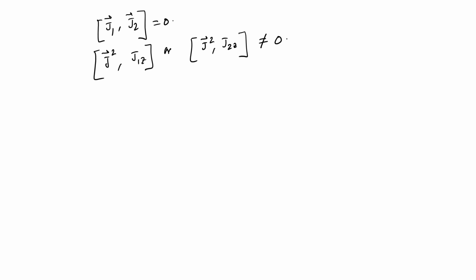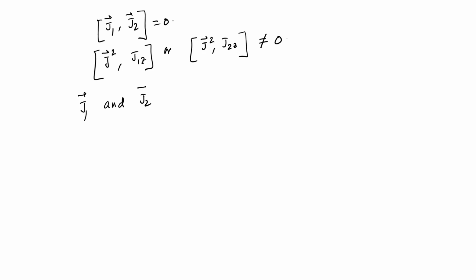So, either of them is not equal to 0, because the J squared contains a J1 squared plus a J2 squared, plus there is a 2 J1 dot J2, and this 2 J1 dot J2 will have terms such as J1x J2x, J1y J2y and J1z J2z. Now, of course, the z component will commute with J1z or J2z, but the x and y components will not commute with J1z or J2z, and that is why these commutation relations are not equal to 0.